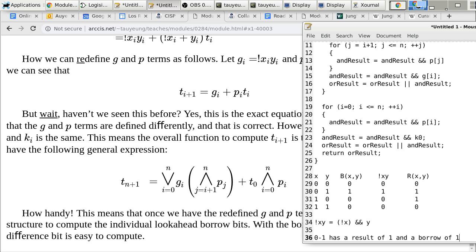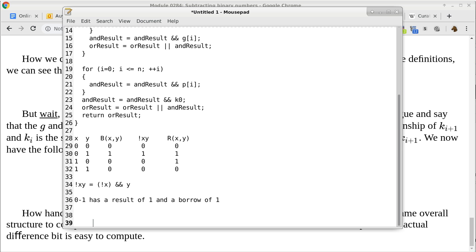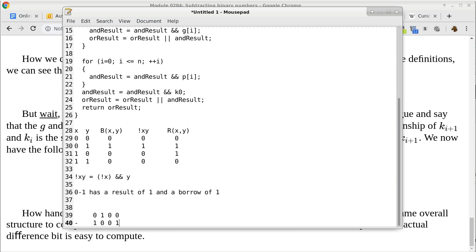Sure, absolutely. Let's go ahead and go through a few examples. Not just one, we can do a few. All right, so this is very hands-on, so it's good. Let's try 0, 1, 0, 0, minus 1, 0, 0, 1.